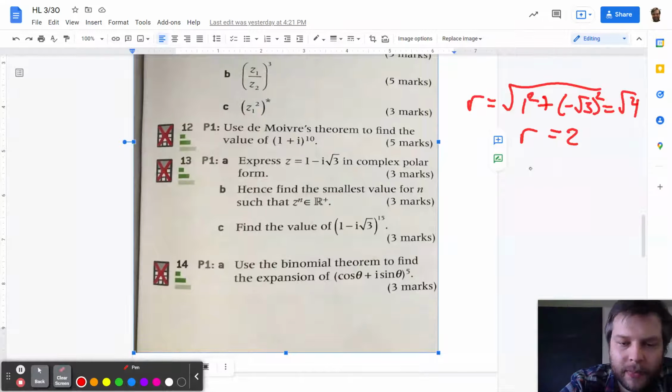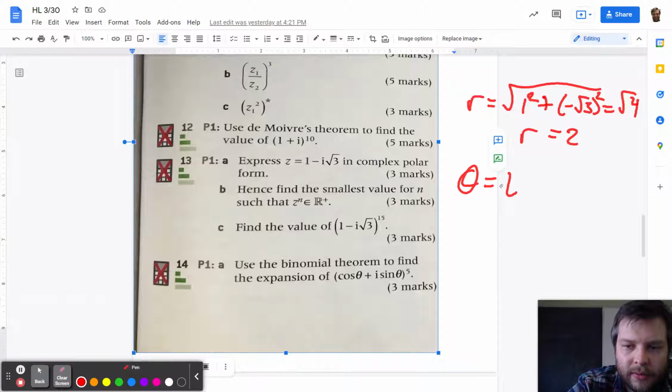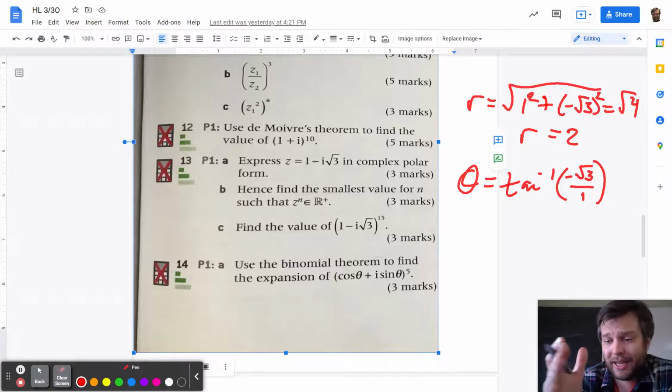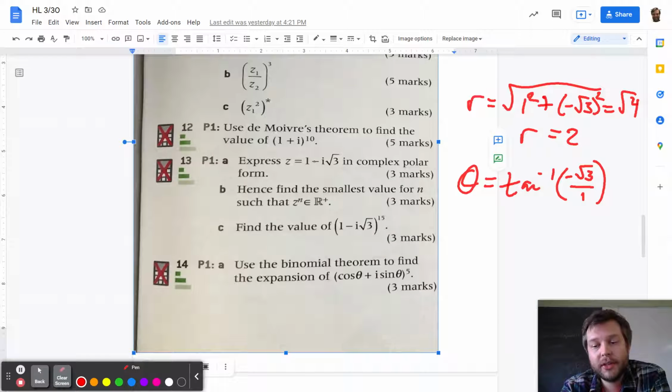That's great. Then I look at the theta. The theta is equal to the inverse tangent of the y value divided by the x value. And my original z is in quadrant 4 because it has a positive real part and a negative imaginary part. So the inverse tangent, if you just do it on your calculator, I guess you can't use your calculator here, but it would give you the correct value.